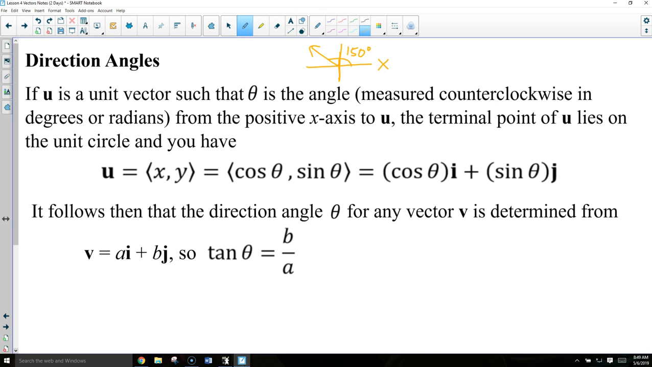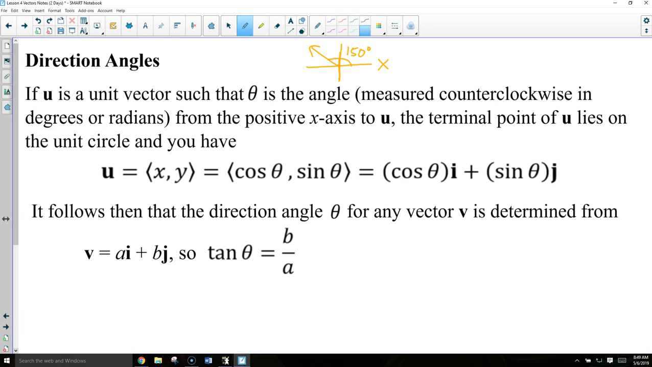So we would have, since we know that it's a unit vector, the radius is 1, just like on our unit circle, we have that vector u is the component vector of x, y. We know that every point on the unit circle, the x value is the cosine and the y value is the sine. So moving that from component form to our other form, we get the cosine times vector i plus the sine times vector j.